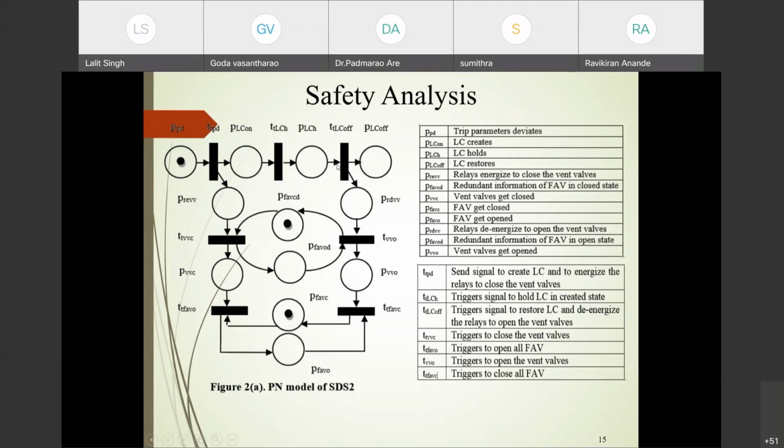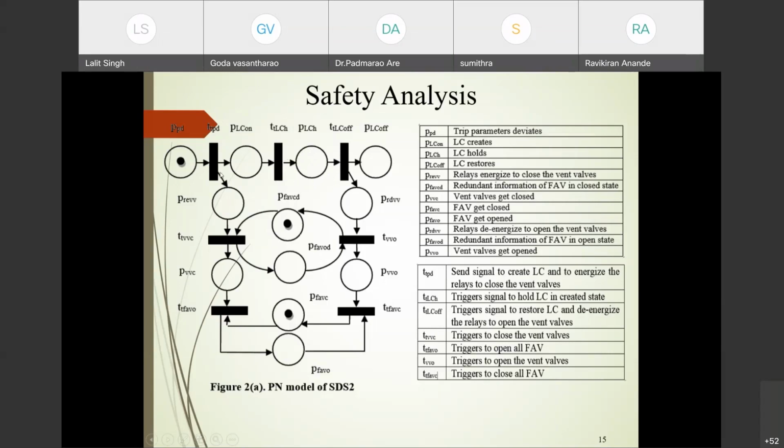Let us see first the logic condition creation path, that is horizontal. There is a place PLC on. If there's a token in this place, it represents that the logic condition has been created. And when it has been created once, I have to hold it. So TTLCH is a trigger that it has to be put on hold. And when there's a token on PLCH, it represents that the logic condition is on hold.